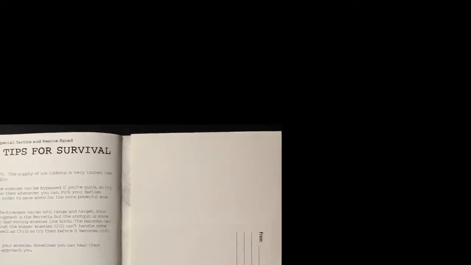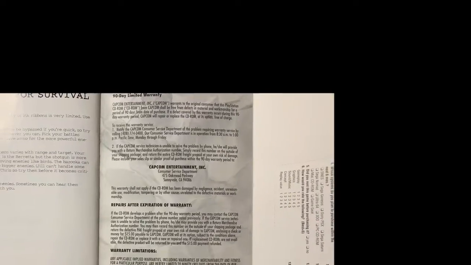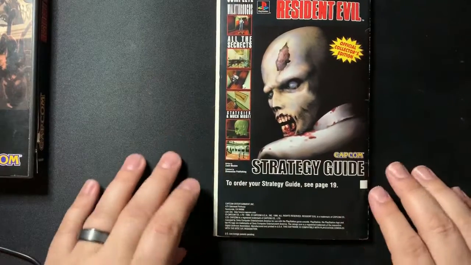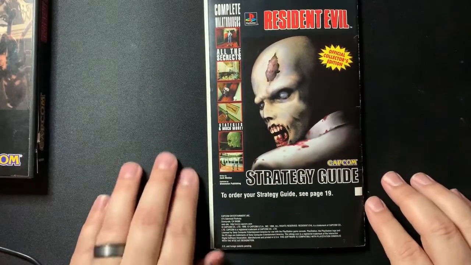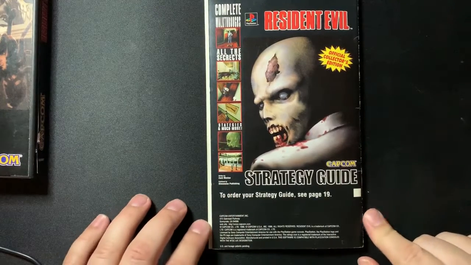Weapon effectiveness also varies with range and target. The bazooka and the shotgun, and also indicating on firearms and standard equipment. Listen for your enemies, sometimes you can hear them. And then in addition to this is also the warranty information that you can actually send in with a registration card, which I'm sure has been capitalized very much so. And then on the back of this actually highlights more of the strategy guide that you can get, which you can order on page 19.